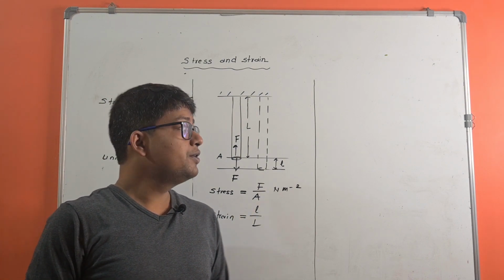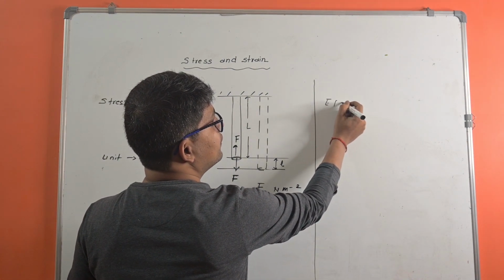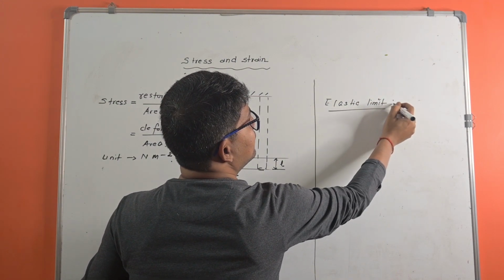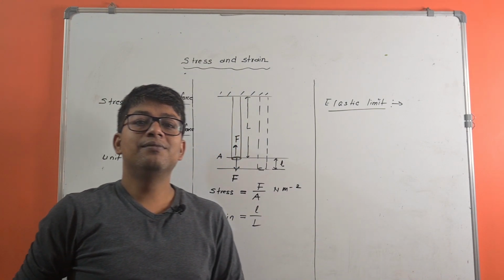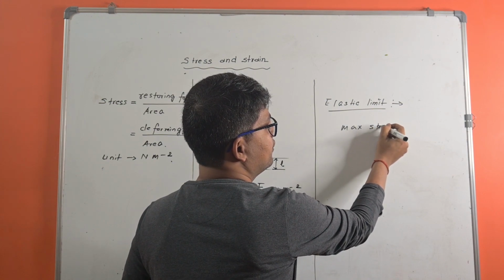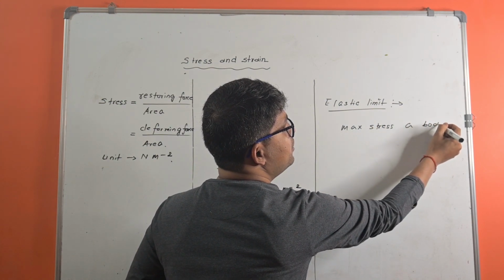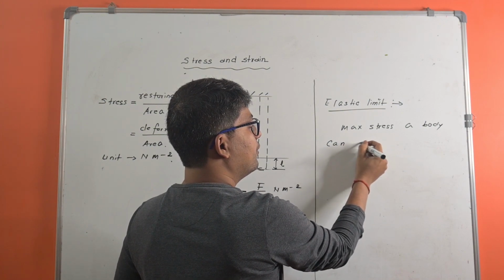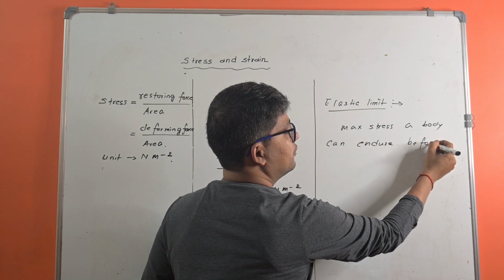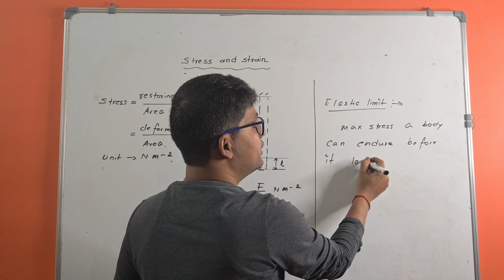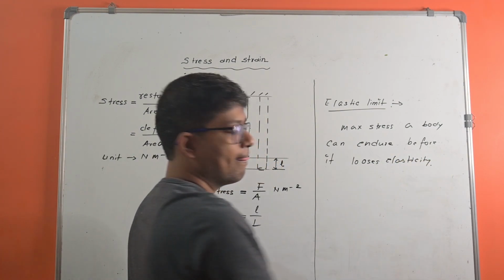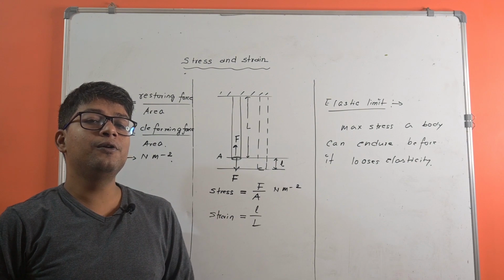Alright? So in short, what is elastic limit? In short, what is elastic limit of a body? The elastic limit of a body is the maximum stress a body can endure before it loses elasticity. Right? তাহলে ব্যাপারটা কি দাঁড়ালো?